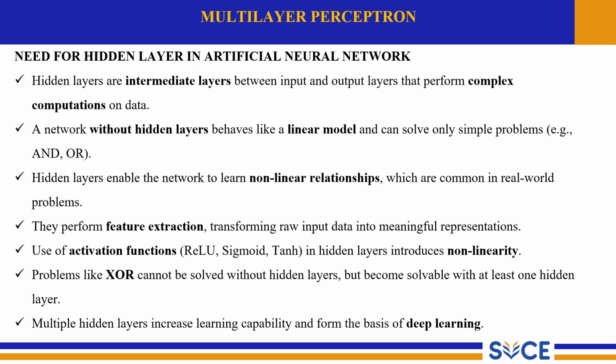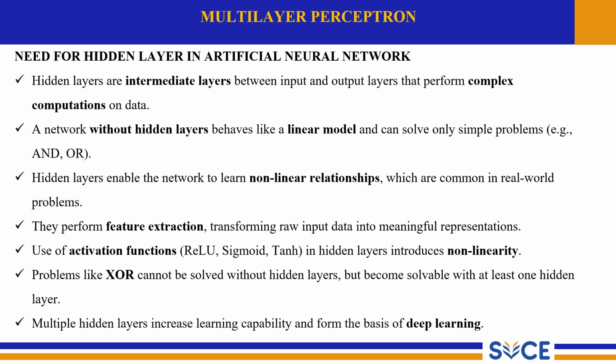However, many real-world problems involve nonlinear relationships that linear models cannot capture. Hidden layers enable the network to learn these nonlinear relationships by transforming raw input data into meaningful features through multiple mathematical operations. This process is often called feature extraction. Furthermore, the use of activation functions like ReLU, sigmoid or tanh within hidden layers introduces nonlinearity into the network, which is critical for modeling complex data.